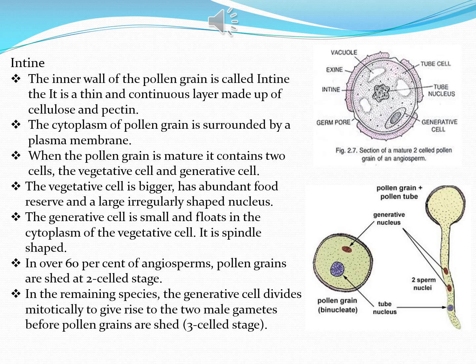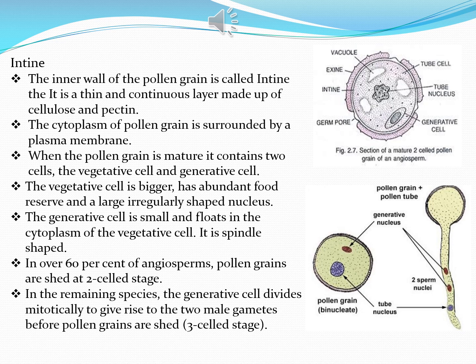Okay, but in the remaining species the generative cell divides before the pollen tube is produced, so inside the pollen grain only. It will undergo mitotic division by the generative cell and it gives rise to two male gametes. After the two male gametes are produced, right, after that it will be shed out.